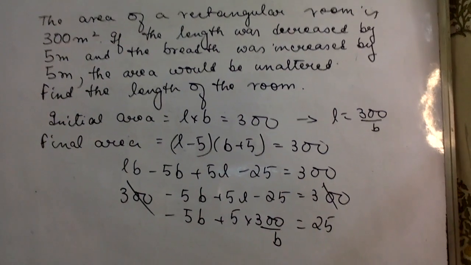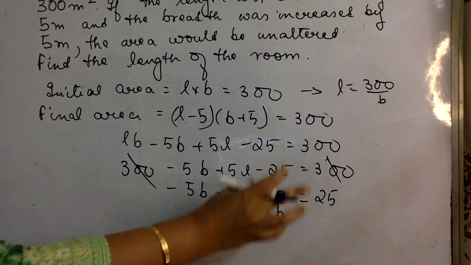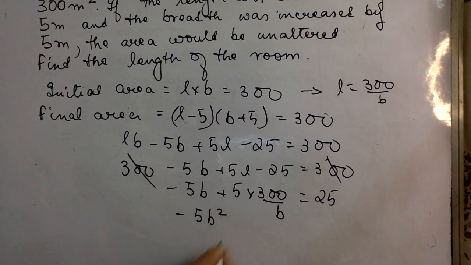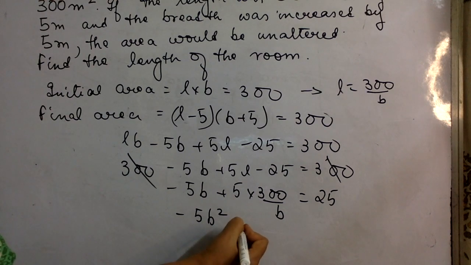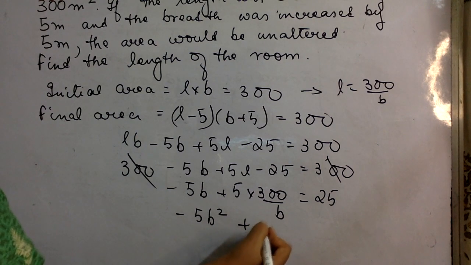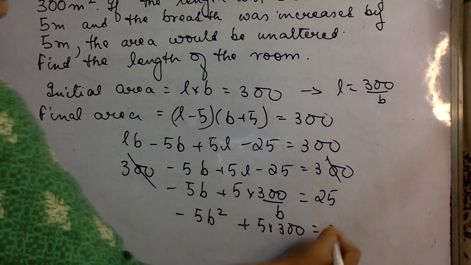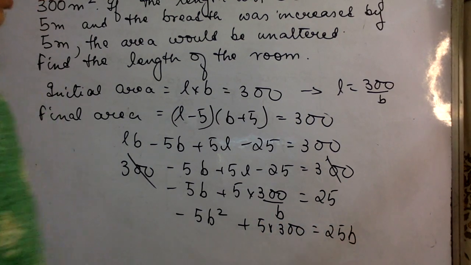So that is my equation. So it is minus 5B square plus 5 into 300 is equal to 25B. Okay, because the B was in the LCM, it goes that side.